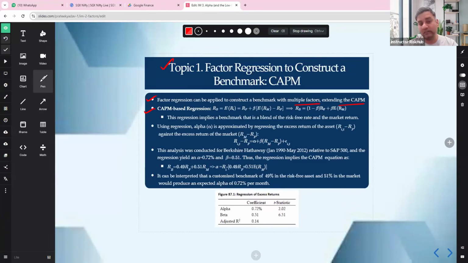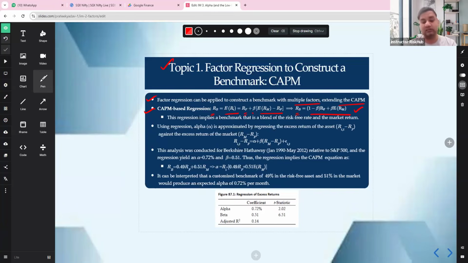Your CAPM based regression: expected return RI = RF + beta(ERM - RF), so RB = (1 - beta)RF + beta(ERM), right? So what is happening here is that regression builds a benchmark. RB is equal to (1 - beta) RF plus beta times expected return on the market, right? So your benchmark is partly the risk-free asset, which is (1 - beta)RF, partly the market portfolio, which is beta times expected return on the market. This is your custom benchmark construction.